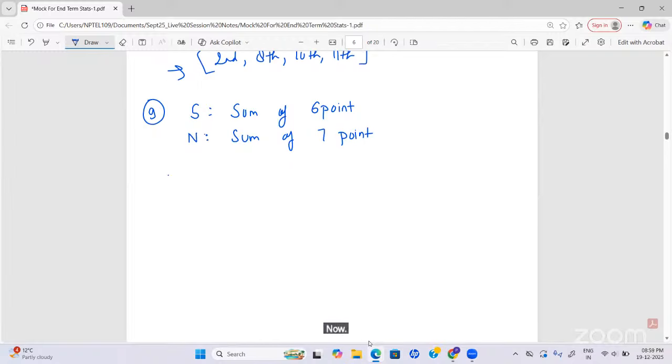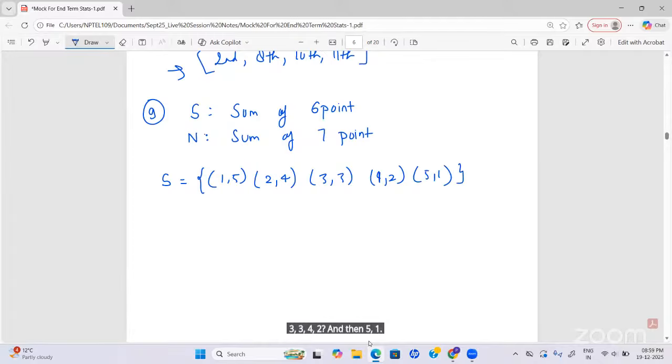Now, when can you get the sum as 6? 1 comma 5, 2 comma 4, 3 comma 3, 4 comma 2, and then 5 comma 1. Is it correct? Okay, these are the favorable cases when you get the summation as 6.